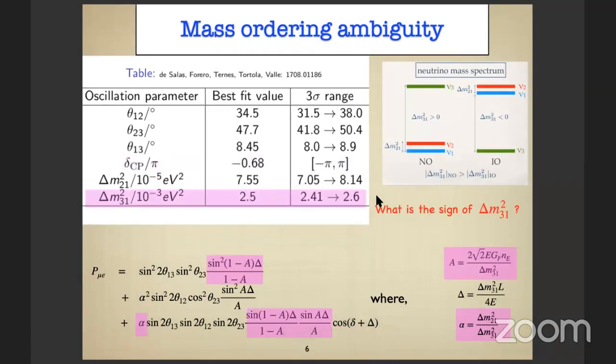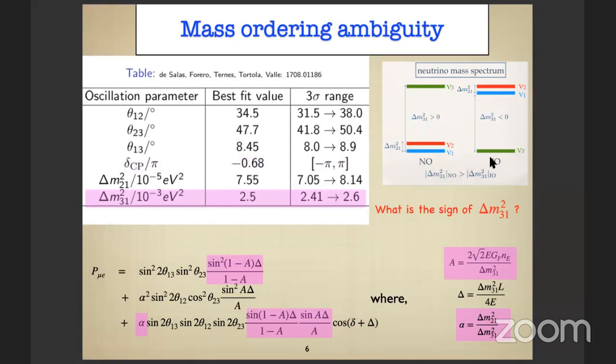After delta CP, another important undetermined oscillation parameter is basically delta m squared 3,1, rather the sign of delta m squared 3,1. What does it mean? Look at this figure. A positive sign for delta m squared 3,1 means normal ordering, or NO. That means, in other words, among the 3 neutrino mass eigenstates, nu1, nu2, and nu3, nu3 has the highest mass, or nu3 is the highest active neutrino mass eigenstate.